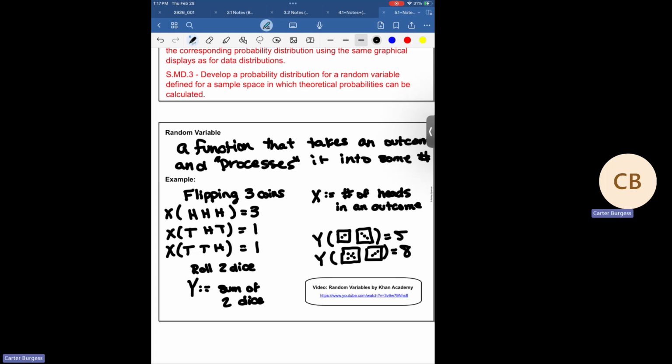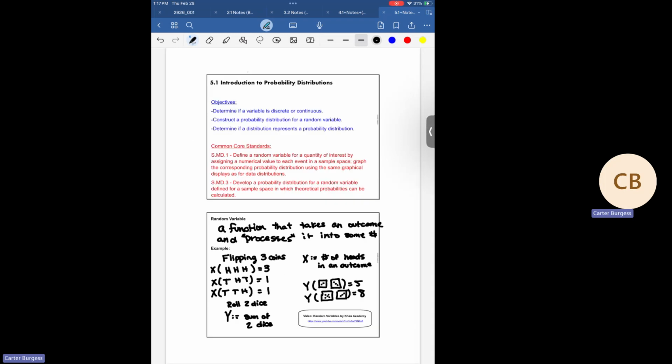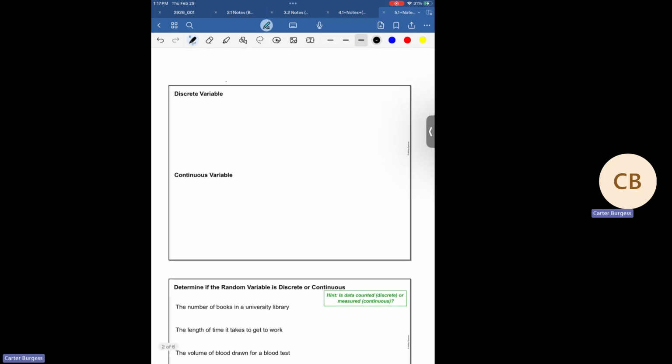Also want to be clear of our function notation, because we haven't talked a lot about functions in this class, but we are not multiplying x by heads, heads, heads. We are taking the machine that is x, and we are running heads, heads, heads through that machine, and it is processing it and spitting out 3. Right, so this is our input, and it spits out the number of heads that we have for that particular outcome.